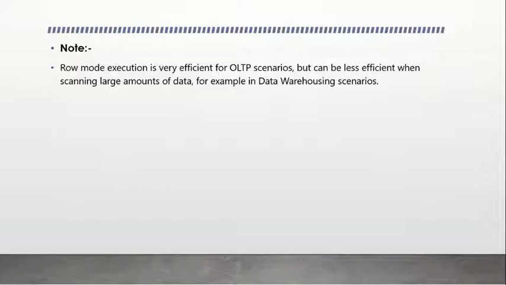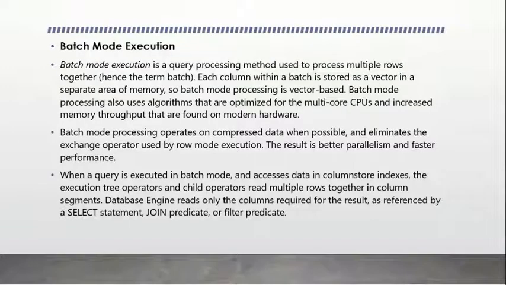Row mode execution is very efficient for online transaction scenarios, but it can be less efficient when we have large amounts of data, for example, in data warehousing. The next mode of execution is batch mode execution. In batch mode execution, we process multiple rows together, and each column within a batch is stored as a vector in a separate area of memory. So, batch mode processing is vector based.